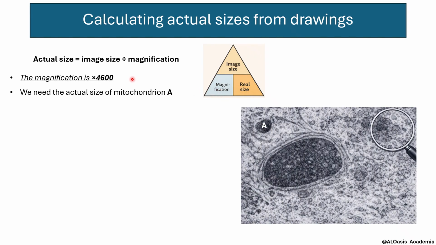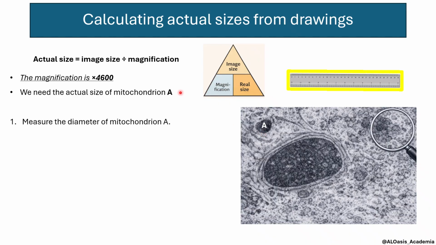So let's say that in the exam, they told you that the magnification of this image is 4,600. And what they want you to find is the actual size of this organelle here. They named it mitochondrion A. So they want you to find out the actual size of this sample. How can you tackle this problem?